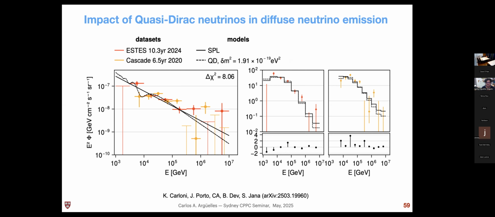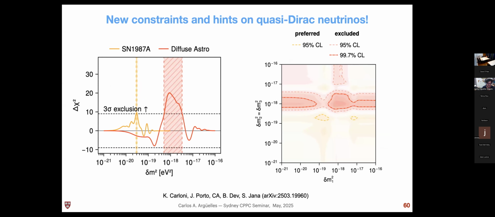It turns out that when you do the analysis, you get a delta chi-square of about 8 units. So then we can see what that means in terms of this mass square difference. And so the left figure here shows you the mass square difference, again, in electron volts squared. And the vertical axis is the test statistic. So you can see various lines here. The yellow line is the constraint from neutrinos from supernova 1987A. And then the red line is our delta chi-square. And so there is a region in this red band that is very disfavored.